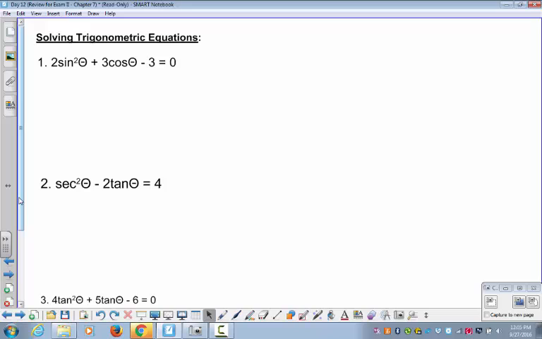What can we do with the sine squared so that we could get just one trig function in there? Yeah, change it to cosines. Exactly, good. So we're going to take this and make it 1 minus cosine squared. I'm just going to use a c because there's only one trig function here, so there's going to be no confusion. Sine squared is 1 minus cosine squared. All right, I'll distribute the 2.